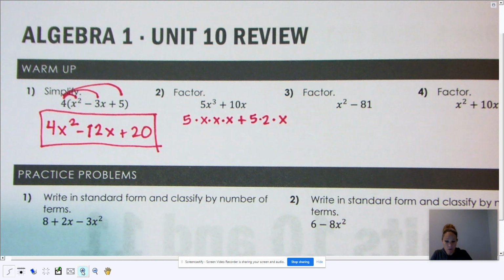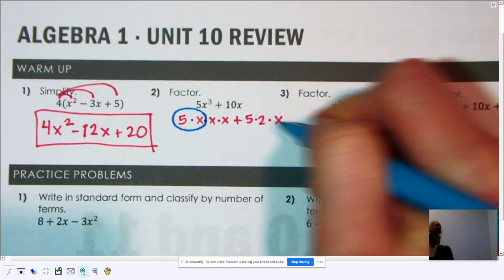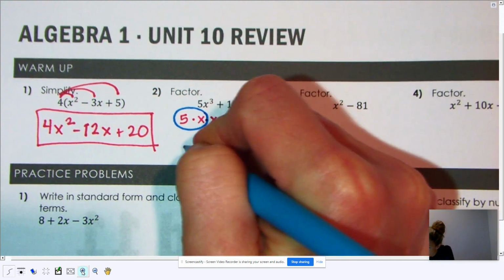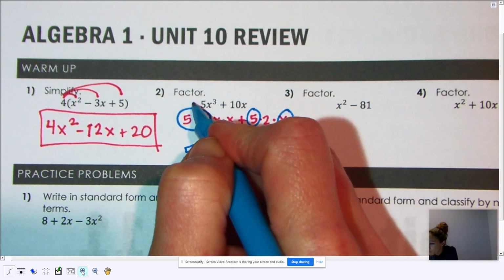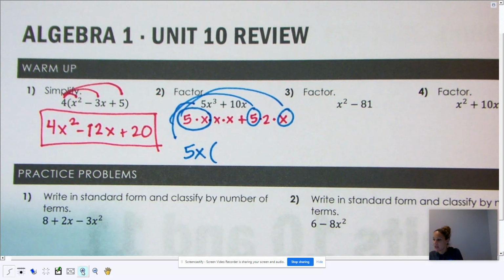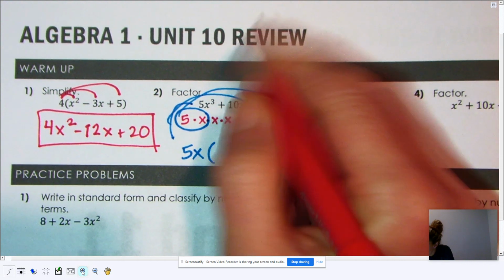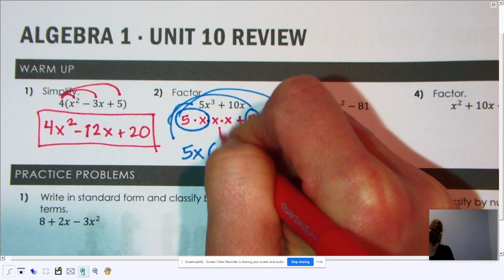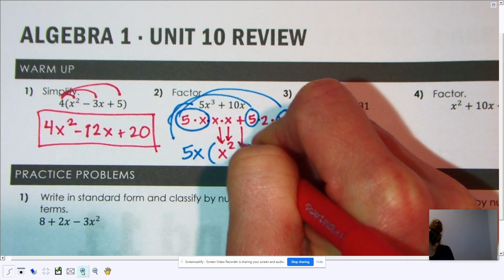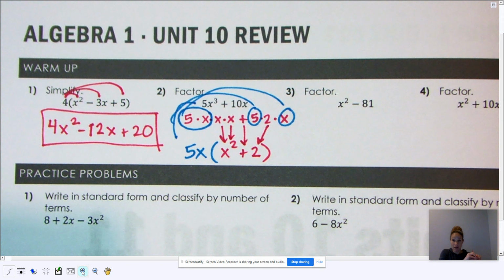And so if you think about what do they have in common, you're going to circle anything that is the same. So they both have a 5 and an x. Here's the 5 and the x in that one. So the 5 and the x are going to go on the outside of the parentheses. So we're going to pull those out. And then on the inside, we're going to put what's left. So I'm going to say, well, x squared, x times x is x squared. The plus comes down and the 2 comes down. So x squared, there's the plus, and there's the 2. So everything has a home. We just say anything that's in common, we're going to factor it out. We're pulling out the greatest common factor.